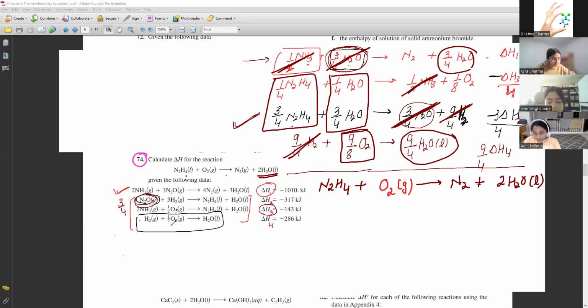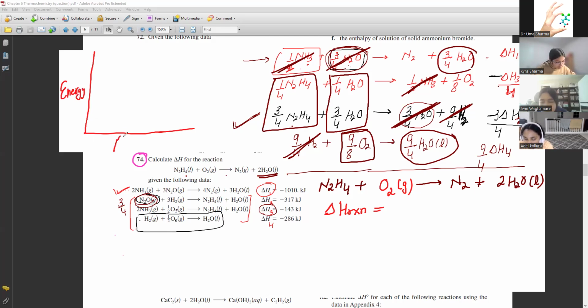Yes. So whoever is going to tell me delta H of the reaction, that person is going to make the energy profile also. Calculate delta H of the reaction and give me the accurate answer. Here is the energy. Here is the progress of the reaction. I'm starting reactant from here. Calculate and make the energy profile.